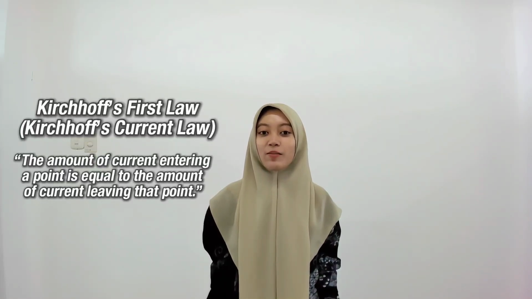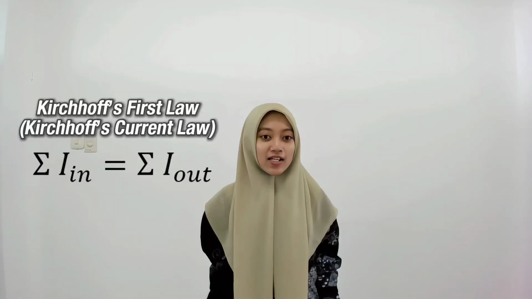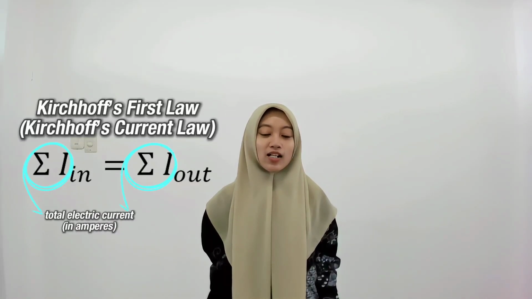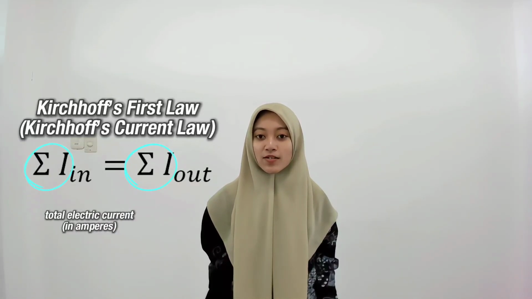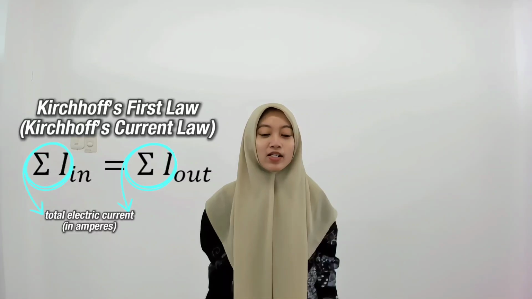Kirchhoff's first law states that the amount of current entering a branching point is equal to the amount of current leaving the point. In other words, the first Kirchhoff law focuses on the flow of electric currents and can be formulated as sigma I in equals sigma I out. Here, sigma I is the total electric current flowing in the closed circuit with the unit ampere.